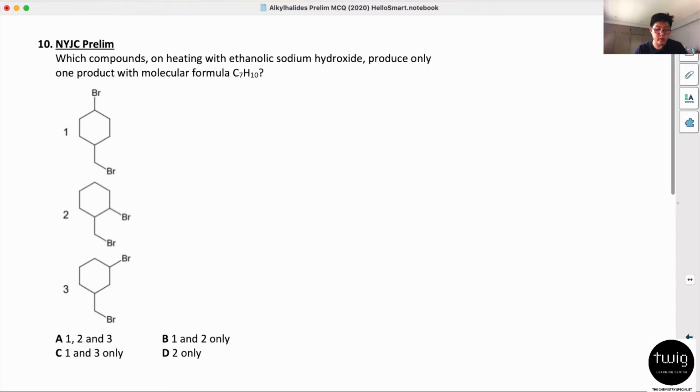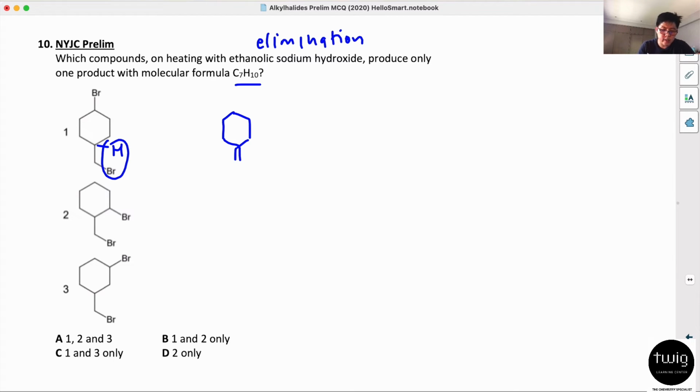Okay, let's look at question 10. Which compounds on heating with ethanolic sodium hydroxide produce only one product? Okay, and you can see that the final formula doesn't have any more Br. And this mechanism is actually elimination. So over here, you're going to remove the H and the Br from here, and you get the double bond.